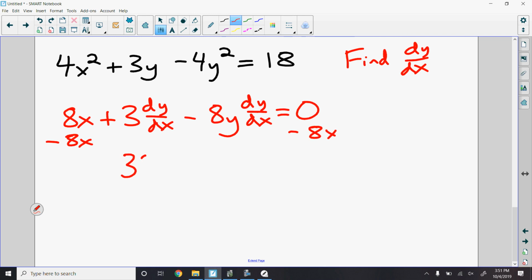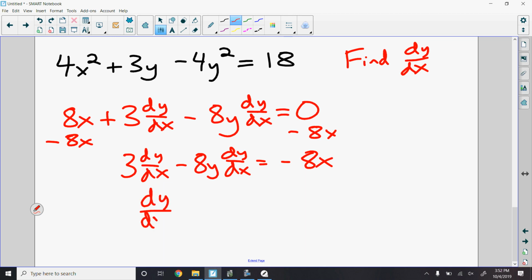And I'll get 3 dy dx minus 8y dy dx equals negative 8x. Now, to get my dy dx to be isolated, the way I'm going to do that is by factoring dy dx out of both terms, right? I see a dy dx show up in both terms. I'm going to factor that out. And what that's going to look like is this.